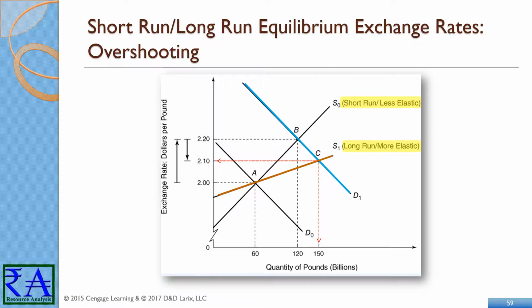goods increases. The long-run supply schedule of pounds is more elastic than the short-run supply schedule, as shown here with the easing of the elasticity of supply. Following the increase in demand for pounds to D1, the long-run equilibrium exchange rate is $2.10 per pound for 150 billion pounds, as compared to the short-run price of $2.20 per pound. Because of the effect of price elasticities, the dollar's depreciation in the short run overshoots its long-run depreciation results.